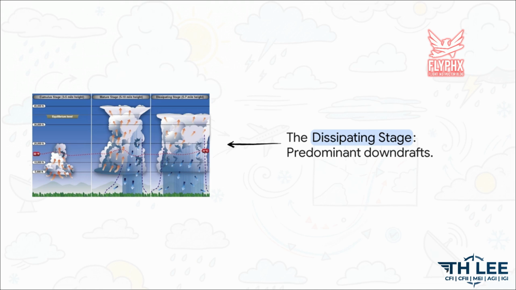Eventually, the storm exhausts its energy and enters the dissipating stage. The updrafts weaken, and those massive downdrafts of 6,000 feet per minute completely take over the cell. As that upward vertical lifting gets choked off, the storm begins to die out, spreading out at the higher altitudes to form that classic distinctive anvil shape at the very top.